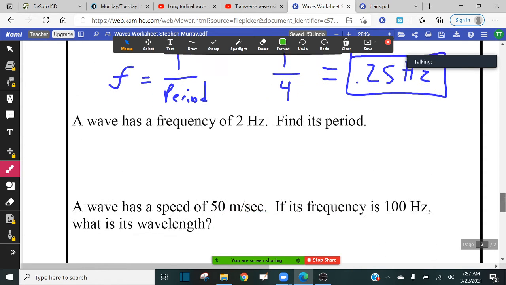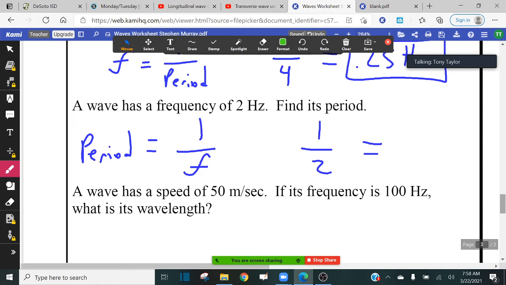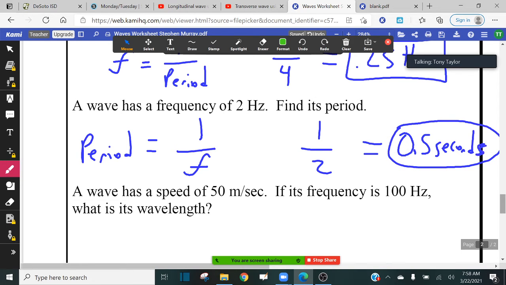Let's keep going. It says a wave has a frequency of 2 hertz. Find its period. This is easy because remember, period is just equal to 1 divided by the frequency. So if our frequency is 2, what's 1 divided by 2? 1 divided by 2 is 0.5 seconds. Of course, your units are going to be seconds because you're solving for period. Period is a unit of time, so the units are seconds.